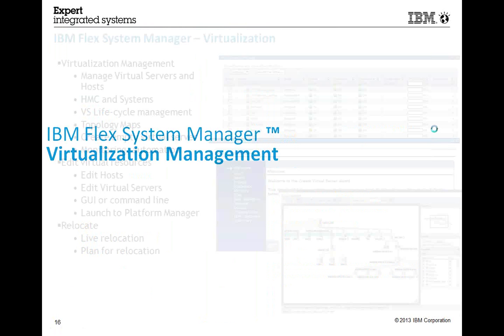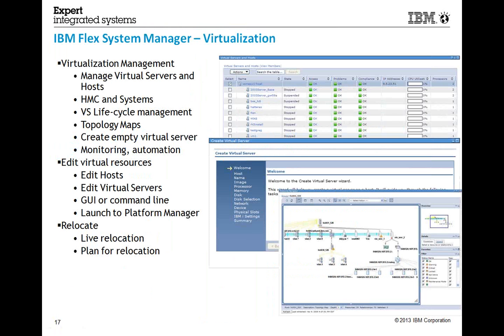Now, within FSM itself, if you're using KVM, for example, what you're seeing now are some screenshots of the console that give you the capability to manage your virtual servers, do lifecycle management, create topology maps, which is there on the lower bottom right of the screen, create an empty virtual server, or deploy an existing virtual appliance that you created, which contains the operating system as well as the application. You can edit these servers as and when they're running, and obviously relocate as you need.